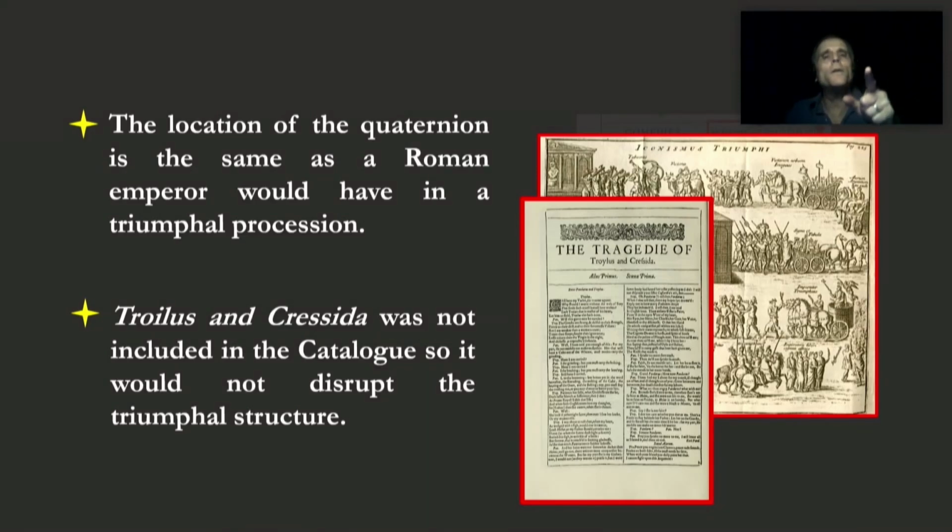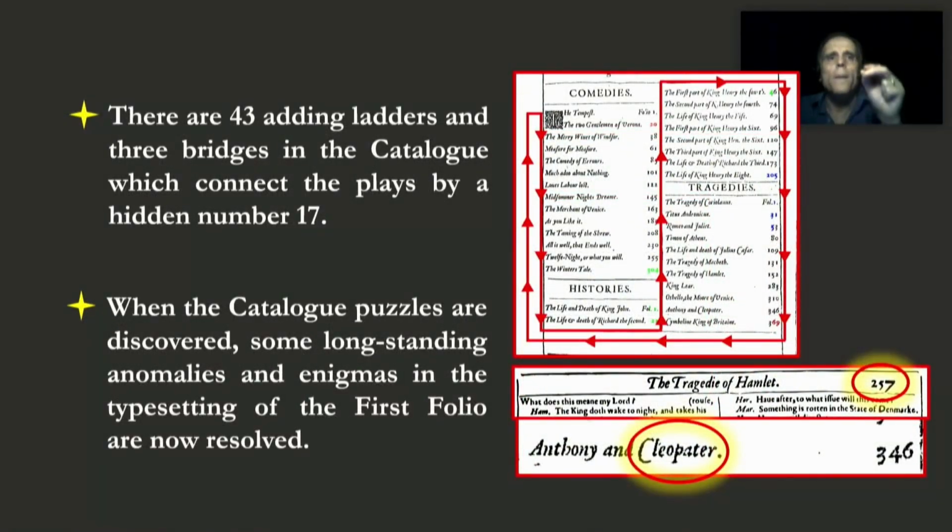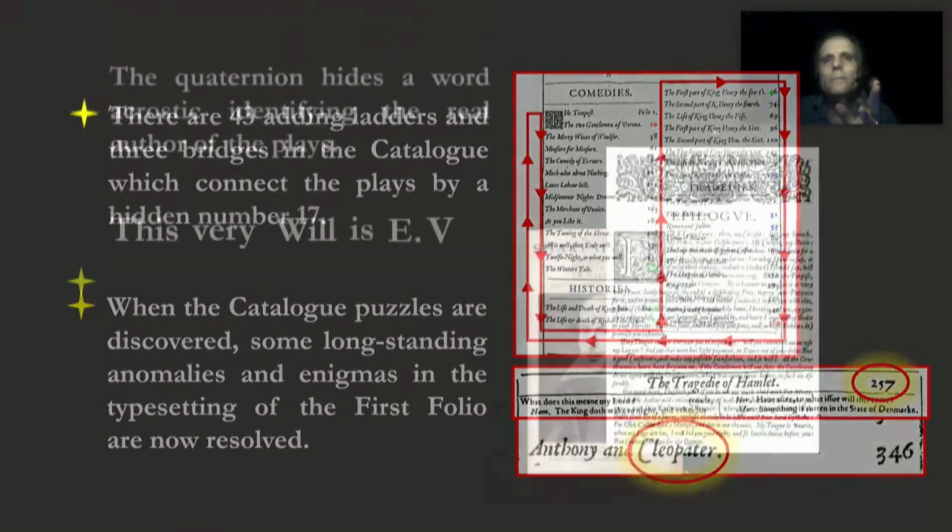The location of the quaternion is the same as a Roman emperor would have in a triumphal procession. Troilus and Cressida was not included in the Catalogue, so it would not disrupt the triumphal structure. There are 43 adding letters, clues, and 3 bridge clues in the Catalogue which connect the plays by a hidden number 17. When the Catalogue puzzles are discovered, some long-standing anomalies and enigmas in the typesetting of the first folio are now resolved, such as Hamlet's skipped page numbers and the wrong spelling of Cleopatra in the Catalogue.